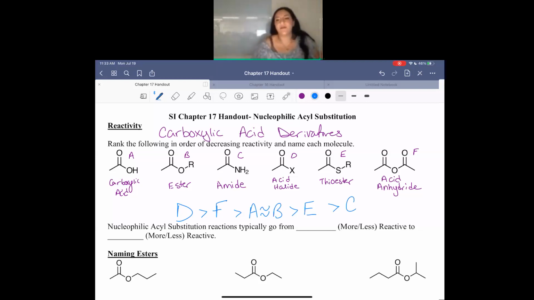We talked about how good of a base it is. It's really good at giving its electrons away. It wants to make that bond, so it's happy and comfortable. It's nice and stable. It's not super reactive. It's not super eager to break apart and be a leaving group.